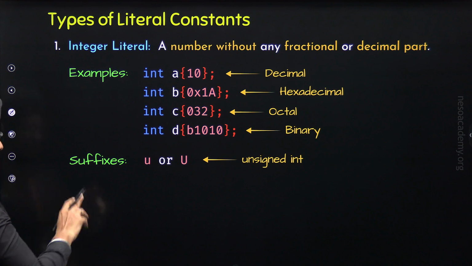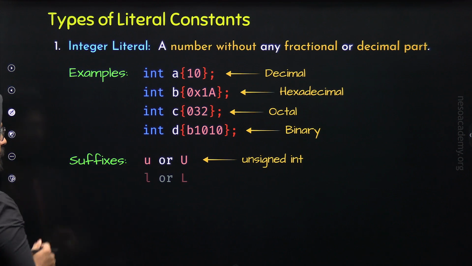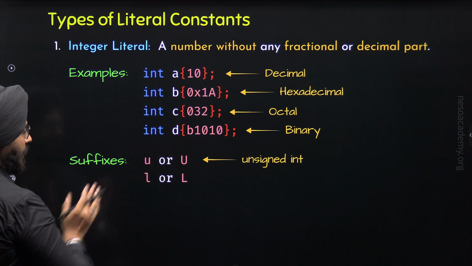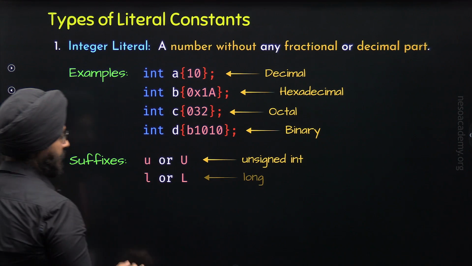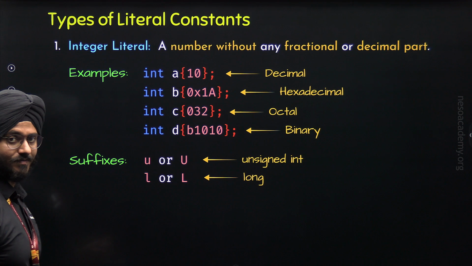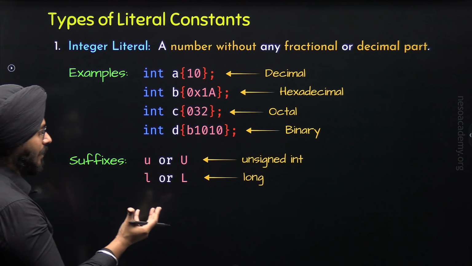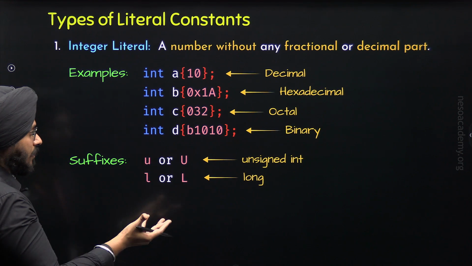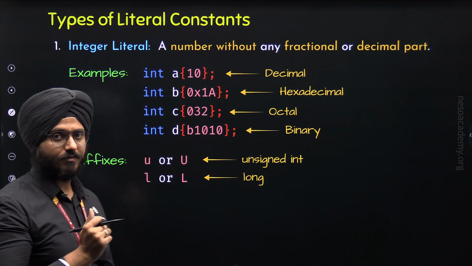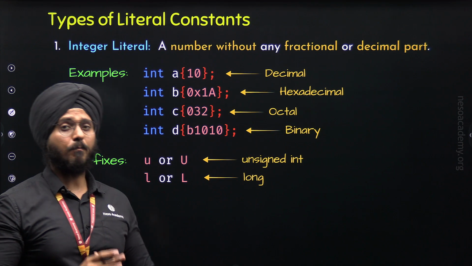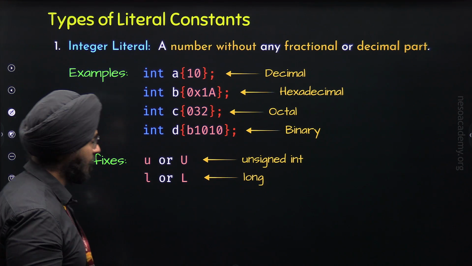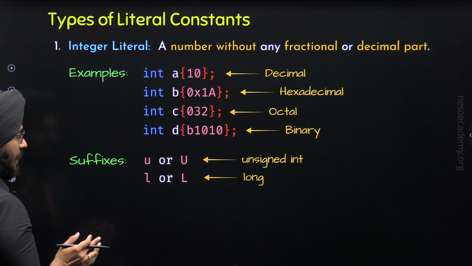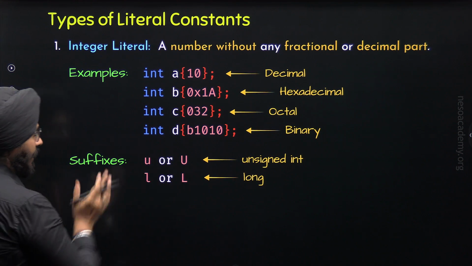Now let's move to the second type of suffix, which is small l or capital L. These two represent long integers. By long integer, I mean a big integer. An integer which is quite big compared to the normal integer. We can represent big integers with the help of any of these two suffixes, either small l or capital L.